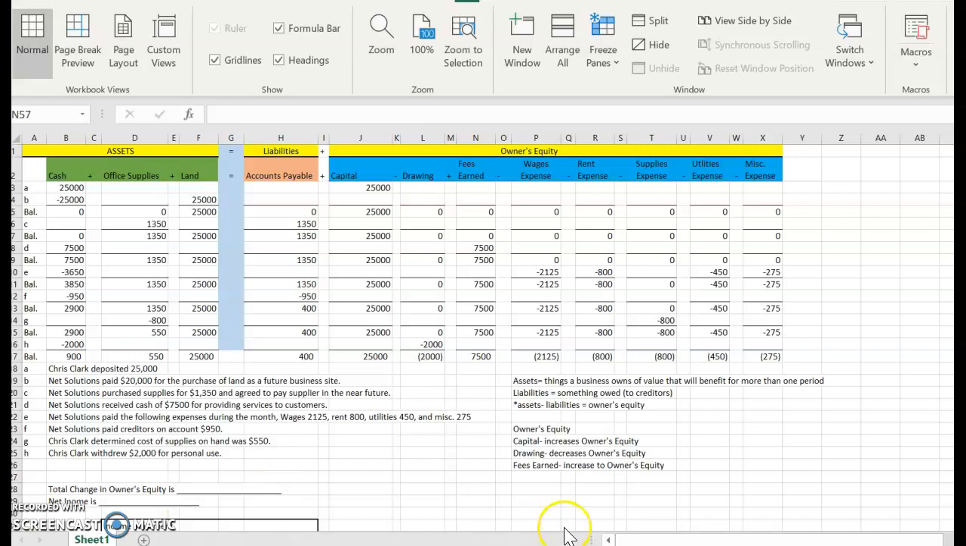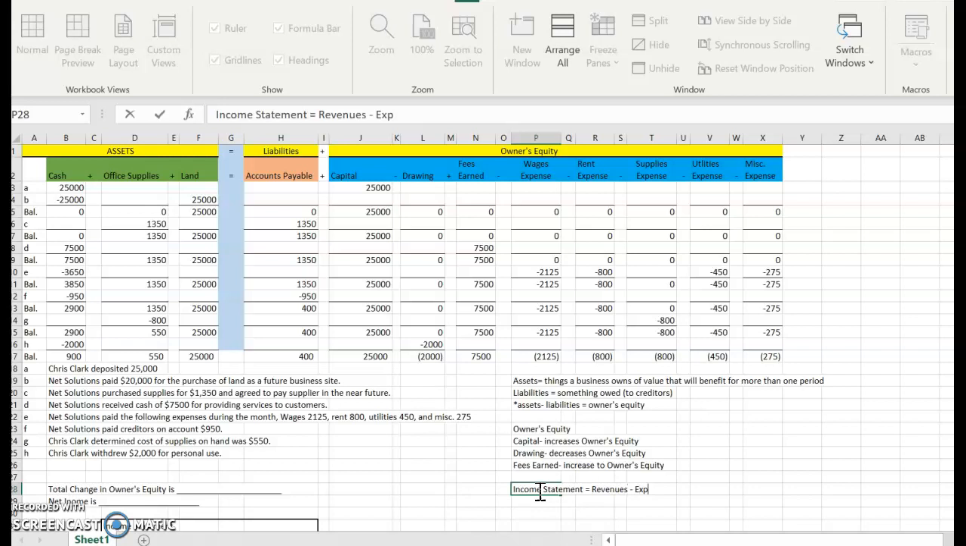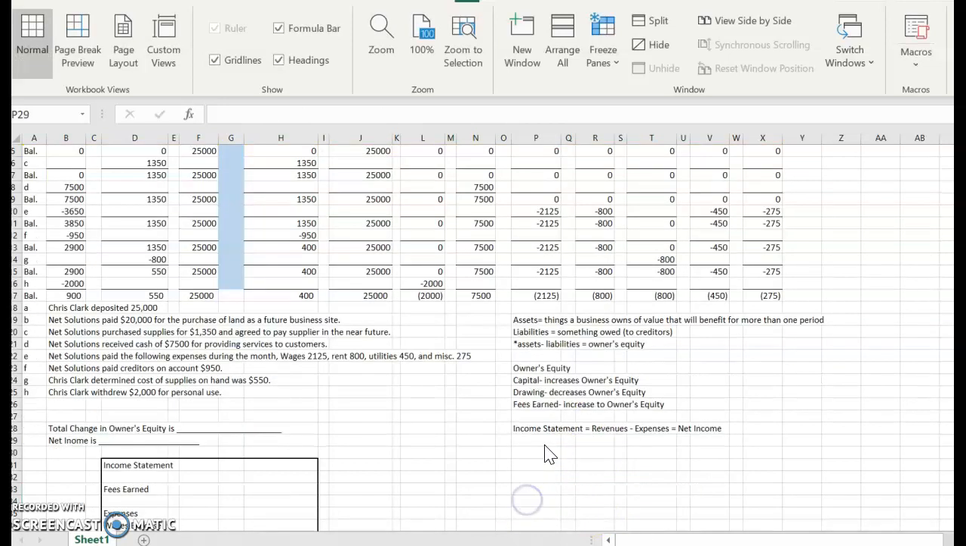So we're going to prepare financial statements, and the first financial statement that we're going to prepare is the income statement. And the income statement shows that revenues minus expenses equals your net income. If expenses are greater than your revenue, then you would have actually a net loss.